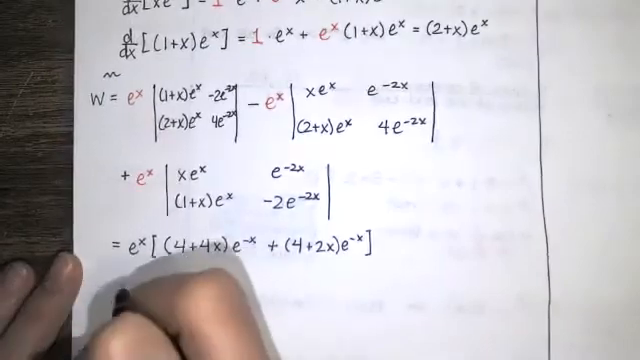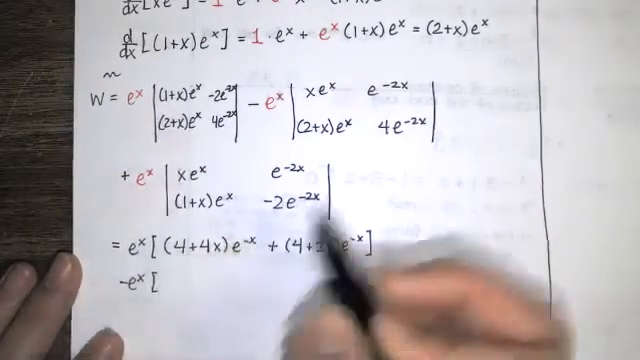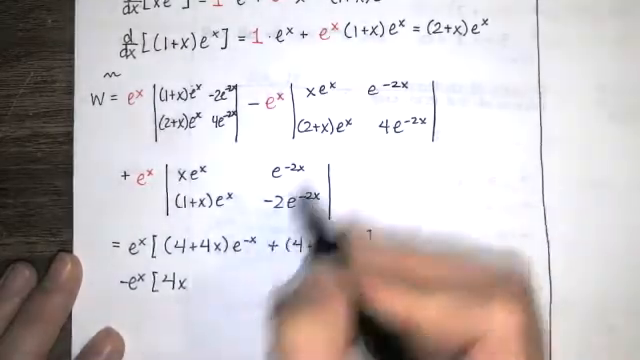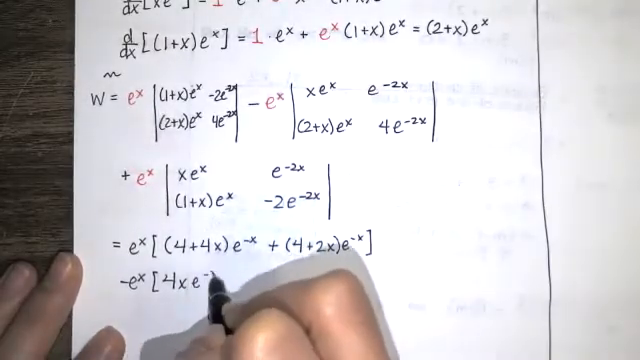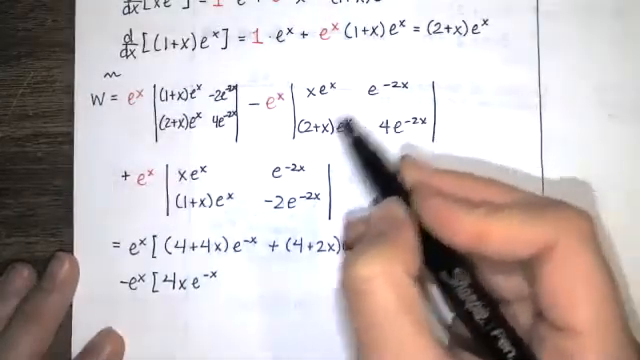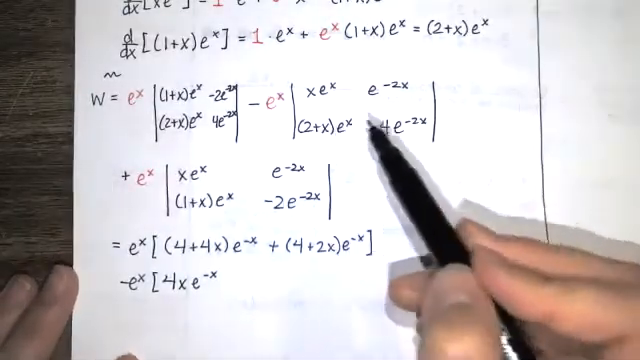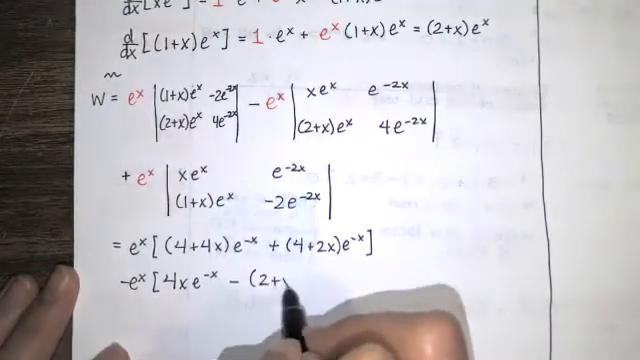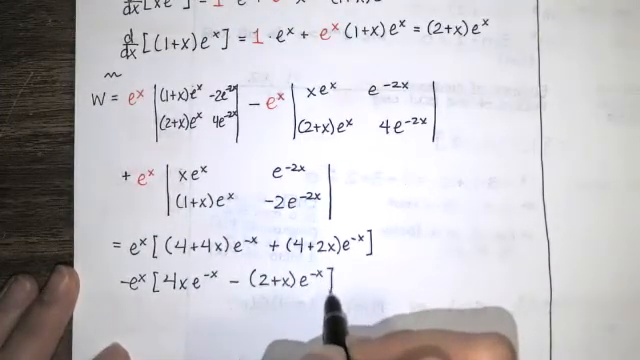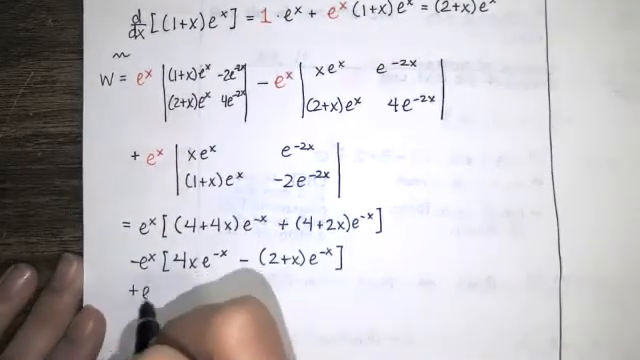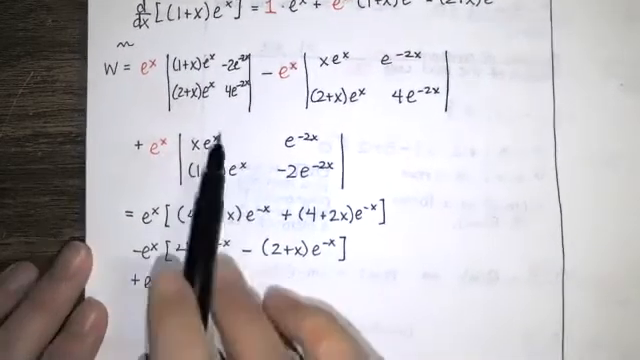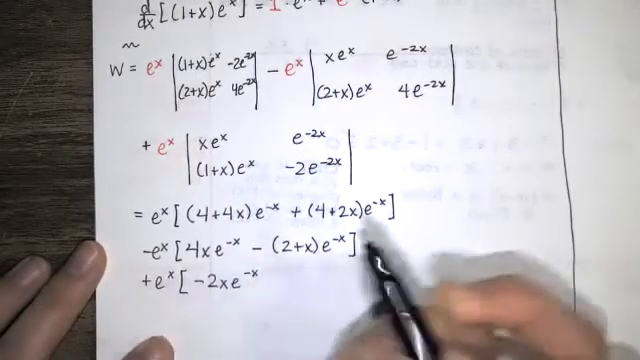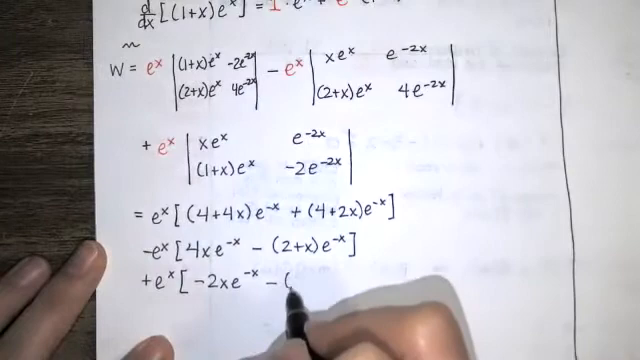Then over here, I'm subtracting e to the x times these guys. I've got a 4x, and e to the x times e to the negative 2x is e to the negative x. And then I'm multiplying these two guys together and subtracting. So I'm subtracting 2 plus x times e to the negative x. And then for the last one, I've got e to the x there. I'm doing this times this, minus this times this.